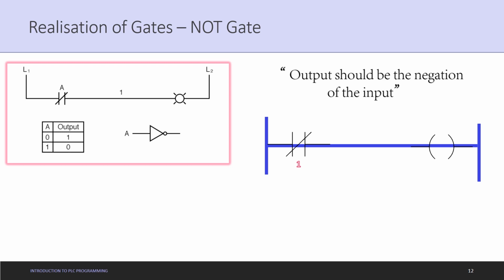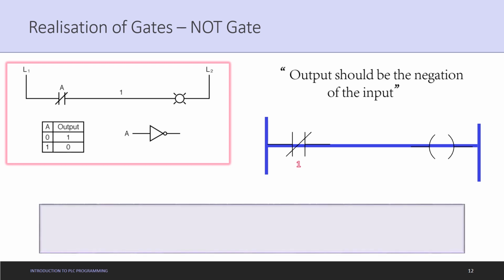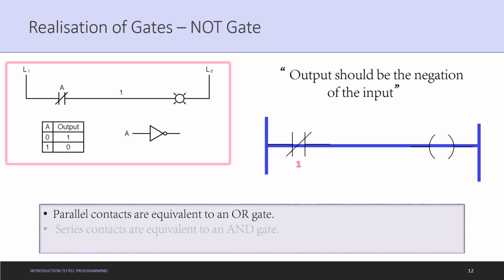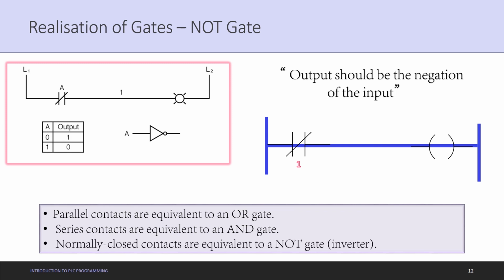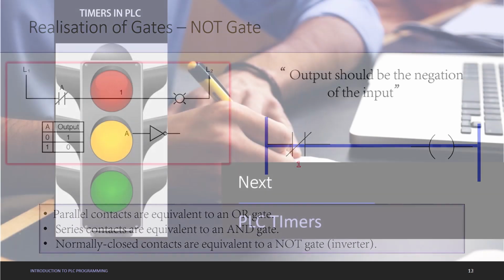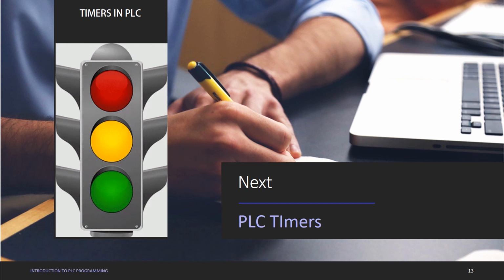To summarize the realization of these three gates using PLC programming, we can list them as these three points. Parallel contacts are equivalent to an OR gate. Series contacts can be considered equivalent to AND gates, and a normally closed contact is equivalent to a NOT gate or an inverter. So this is all that is included in this video. In the upcoming videos, we'll be doing PLC programs based on counters and timers.